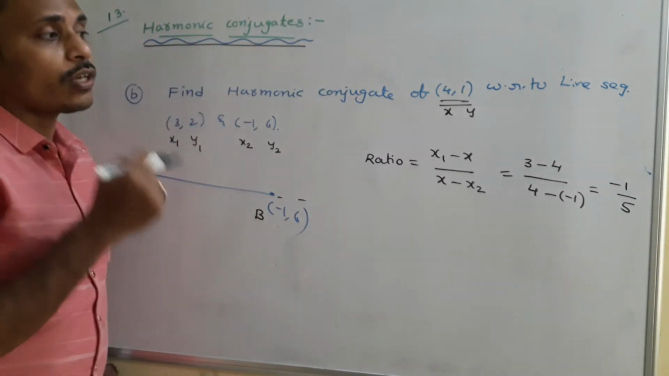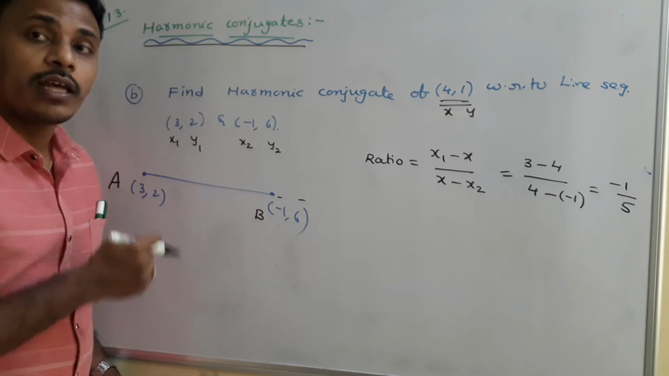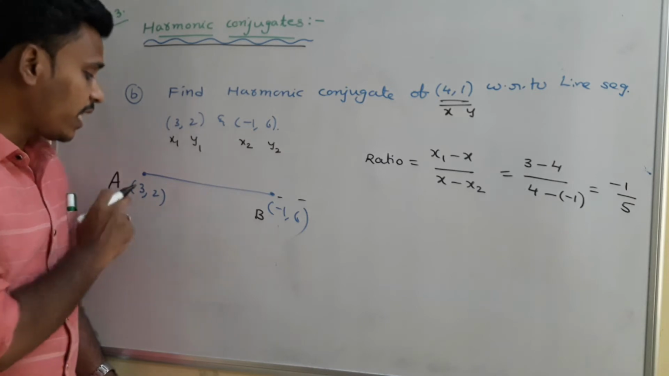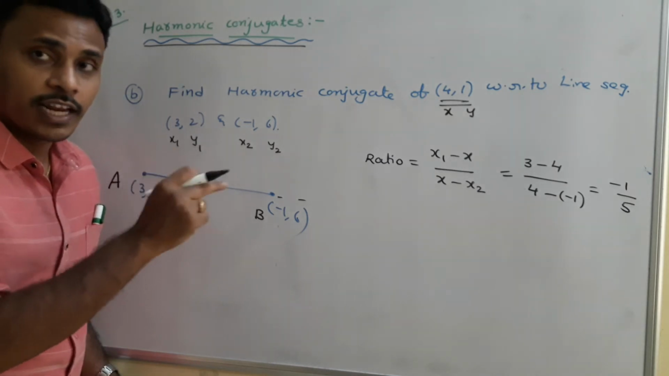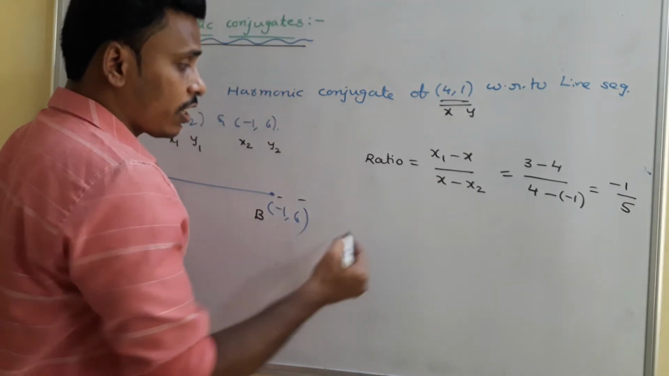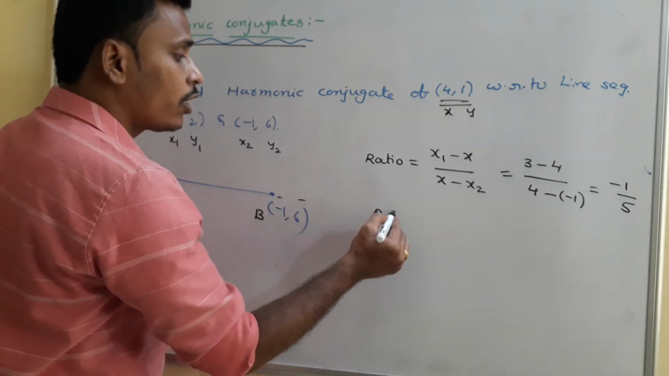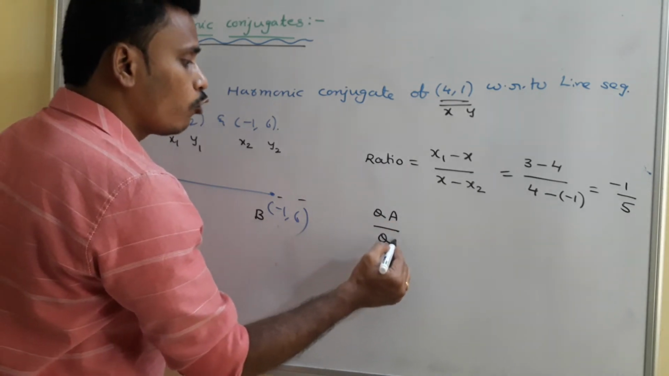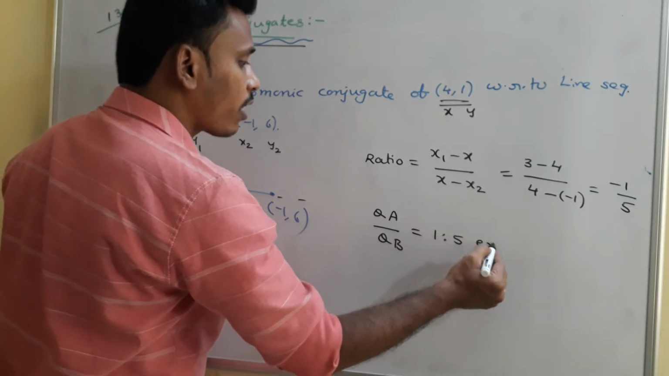So the ratio is minus 1 by 5. Since the ratio is minus 1 by 5, the point is dividing the line segment AB in which ratio? Since the ratio is negative, the division is external, and so we take the point as Q, and as they mentioned, QA by QB is equal to 1:5 externally.